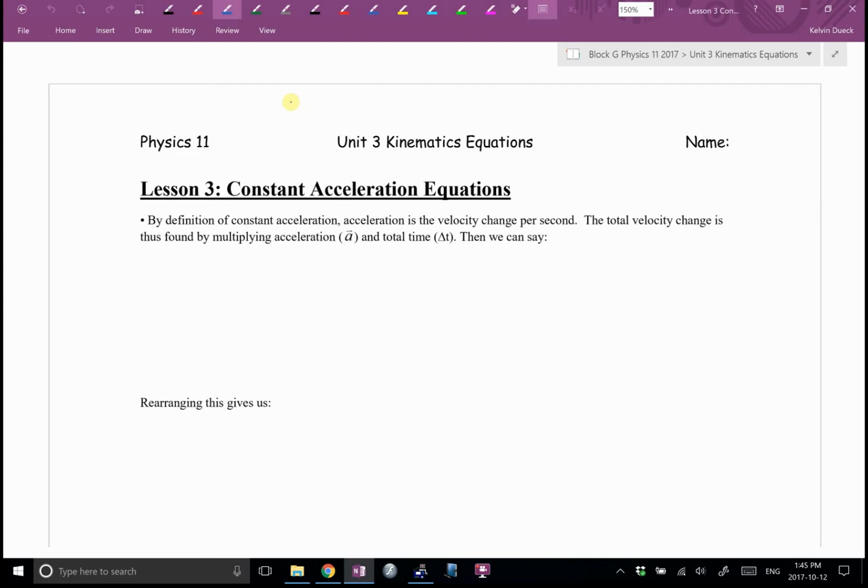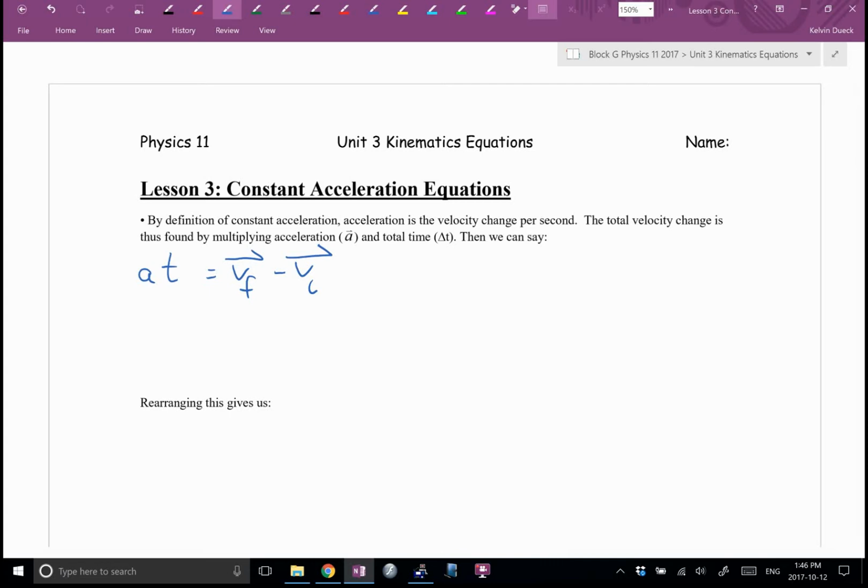First of all, by definition of constant acceleration, acceleration is the velocity change per second. It's how fast you change your velocity. It's the meters per second change per second, which is why it was meters per second squared. Total velocity change is found by multiplying acceleration and total time. Which means this: acceleration times time equals change in velocity. Change in anything is final minus initial. You can write that down. You won't bother memorizing that.